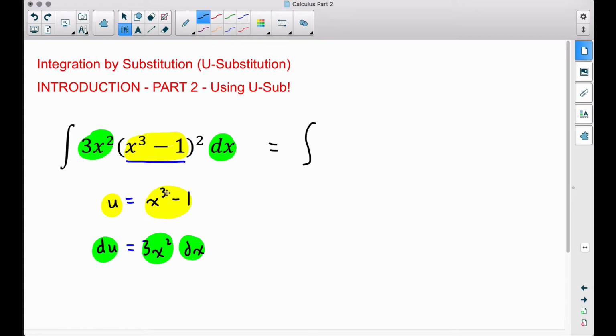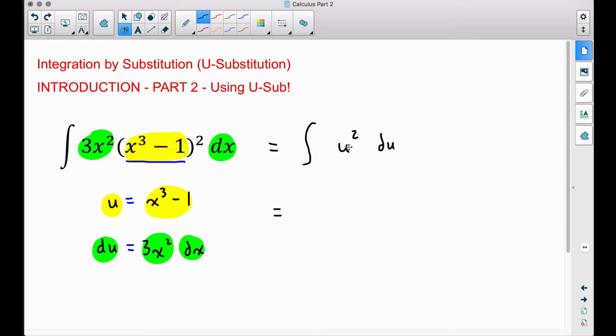So recall u is equal to the x cubed minus 1, so we have u squared. And to make sure you understand that, all of this stuff is u. It's getting squared, so there's the u squared. Du takes care of the 3x squared and the dx. There's our 3x squared, there's our dx, so we can just tack on a du since du is equal to all of that stuff.